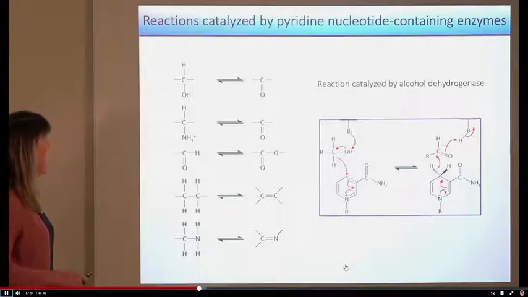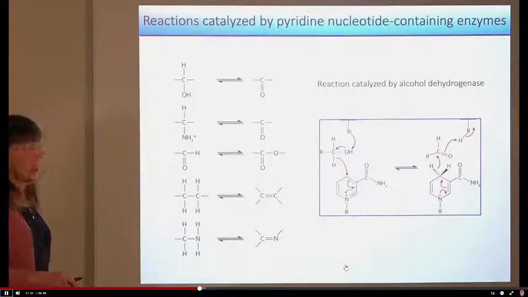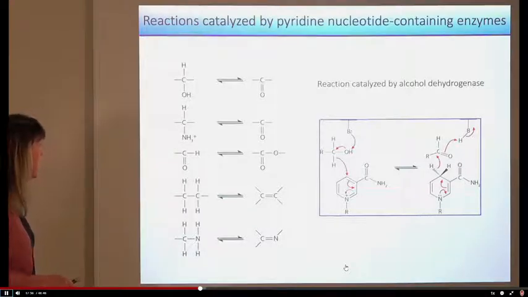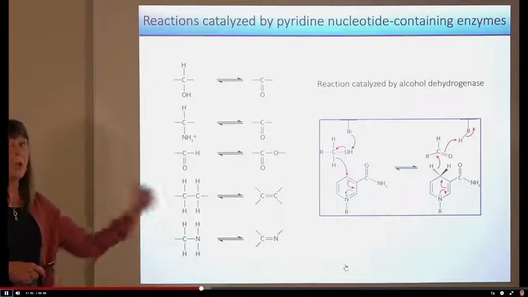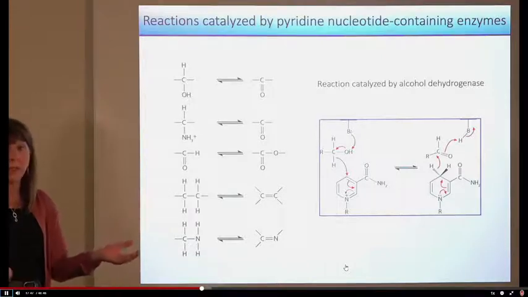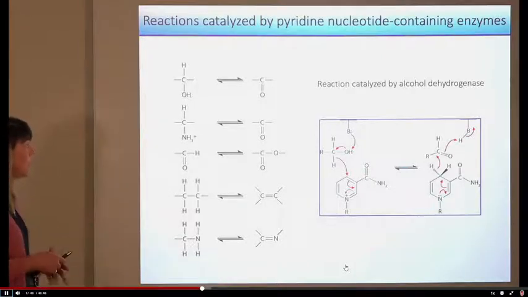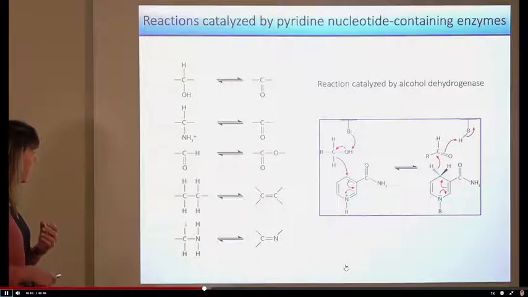So these are reactions catalyzed by NAD or NADP containing enzymes. This is probably the most typical, where you're going from an OH to a C double bond O. But these things can go back and forth, depending upon the physiological state, depending on how you're carrying out the assay. This is another reaction that you'll see, NAD-dependent enzymes or NADP. These reactions forming a double bond. I'll show you that in a second.